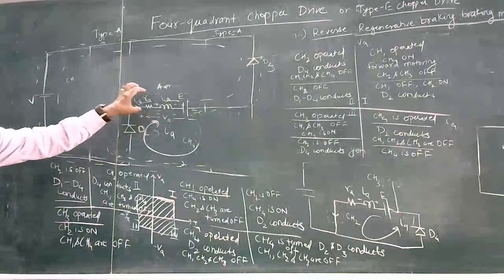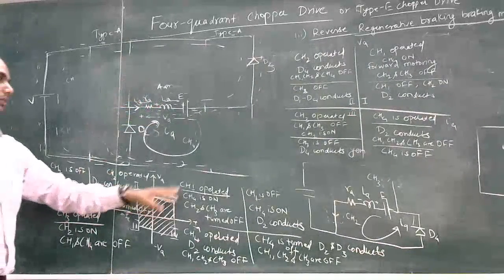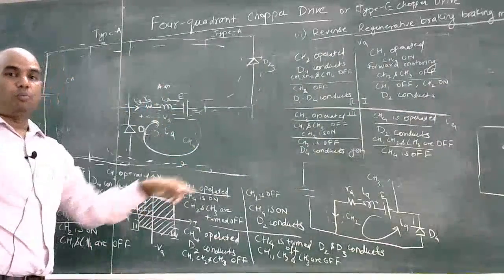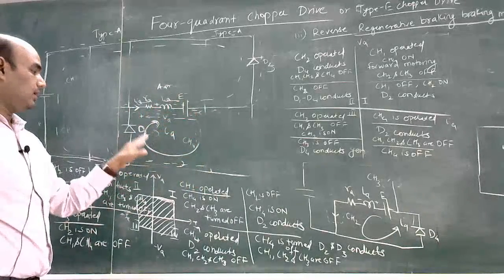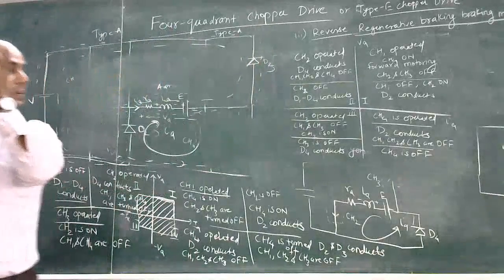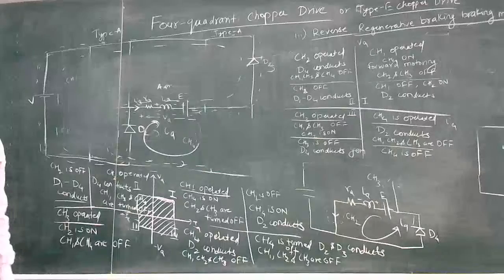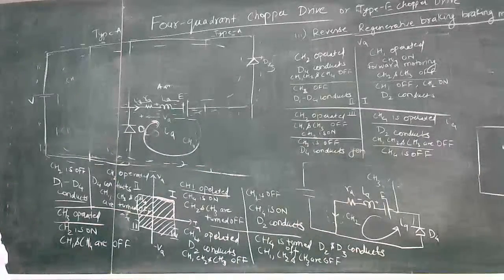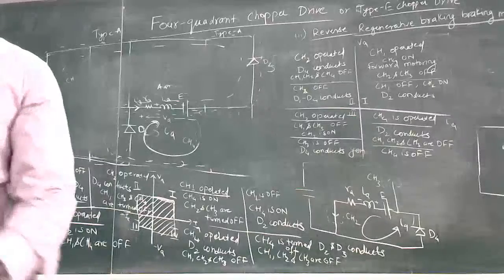So this is known as regenerative braking, and the motor is operating in the reverse direction. Okay, so this is all about the four quadrant chopper. Any doubt?